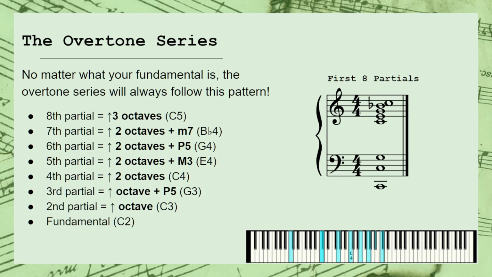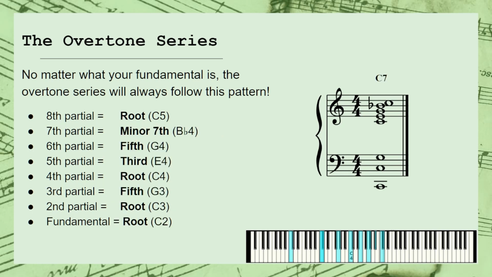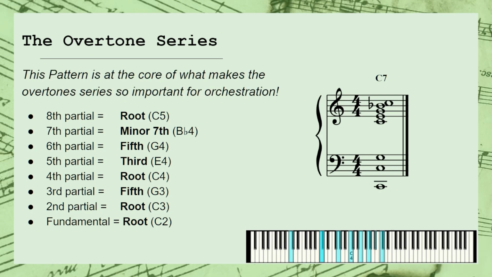But if we look at them through the lens of a major chord, we start to notice a pattern. This pattern of root, root, fifth, root, major third, fifth, flat 7, and root is at the core of what makes the overtone series so important for orchestration. It's the reason why it forms the backbone for both our understanding of chord spacings and chord tone weighting.